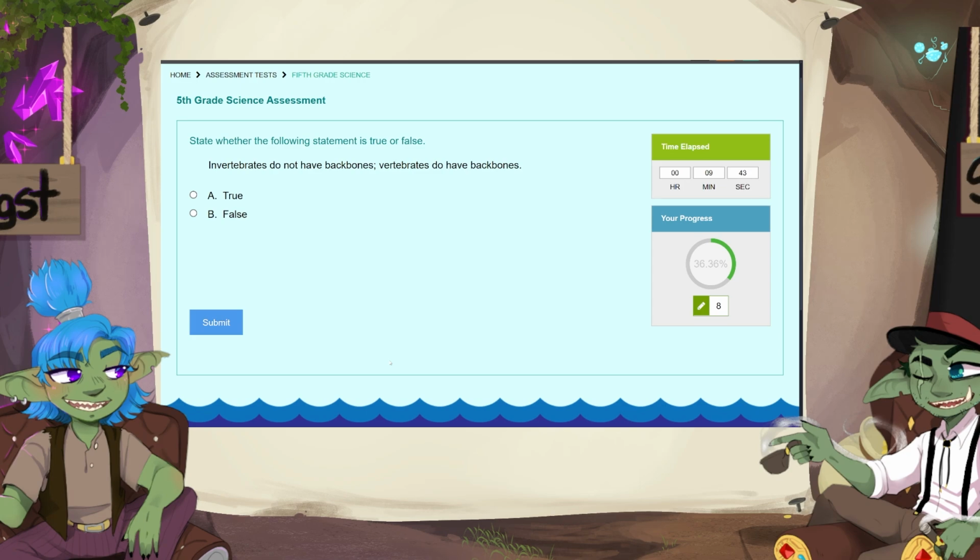But I normally do a pretty light... Fuck, he's coming back! What the fuck? What the hell? Invertebrates do not have backbones.